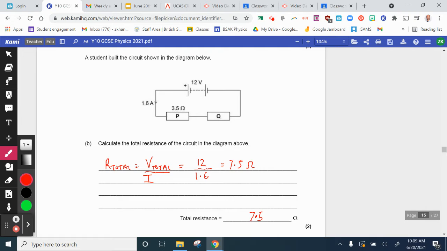So one way to calculate the total resistance is to add the resistance of P and the resistance of Q, and that will give you the overall resistance. However, in this question, we have not been given the resistance of Q, so we can't go down that route. The alternative route is if we knew the total voltage and the current going through the battery, we could find the total resistance, and that is the total voltage over the current through the battery, which is 12 divided by 1.6 amps, and we get 7.5 ohms as the total resistance.